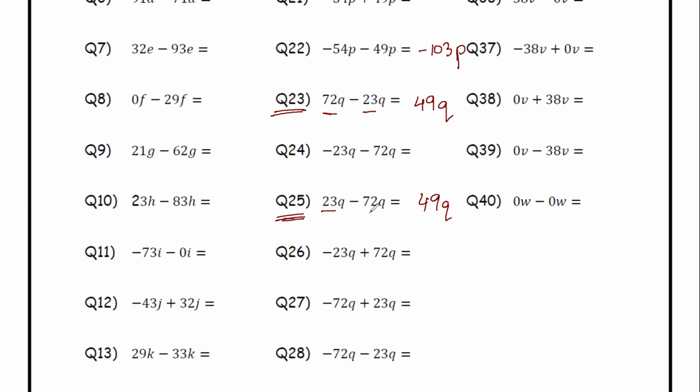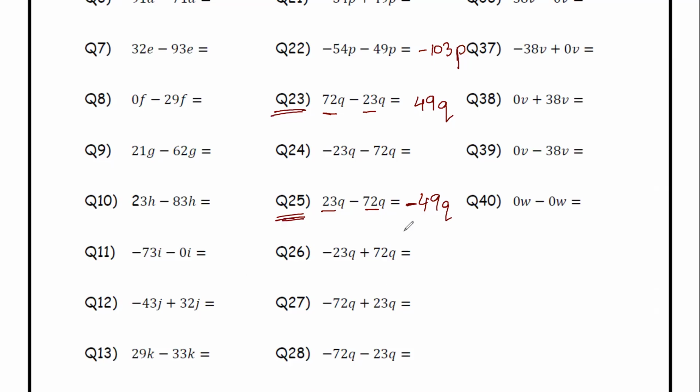Because we look at only the absolute value. What I mean by absolute value is we only look at the numbers without the sign. So the difference is 49q. Now, whether it is positive 49q or negative 49q, we look at the sign attached with the bigger absolute value. Out here, the bigger absolute value is 72, and the sign attached to it is negative. Therefore, the result of this subtraction, the difference, will be a negative 49q.